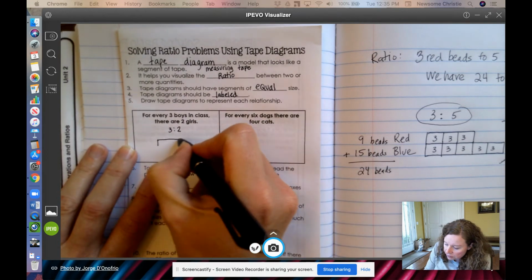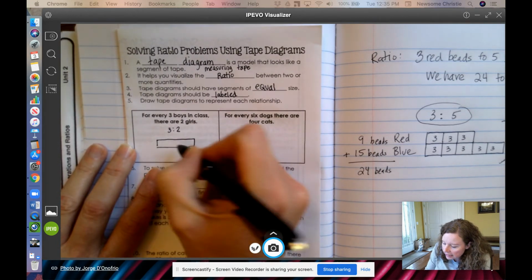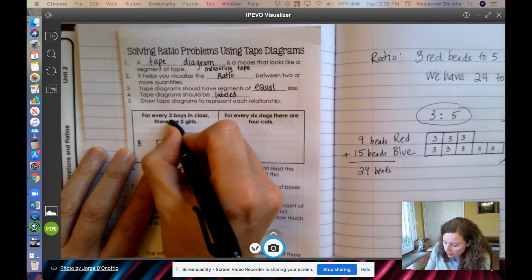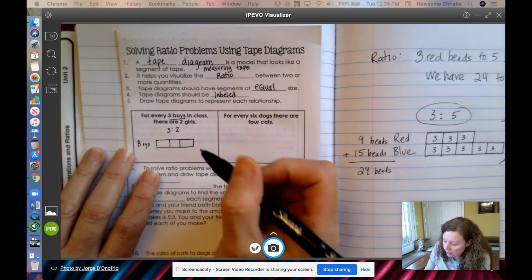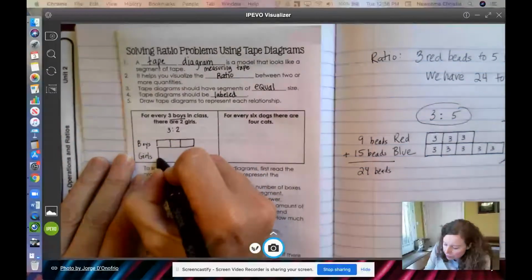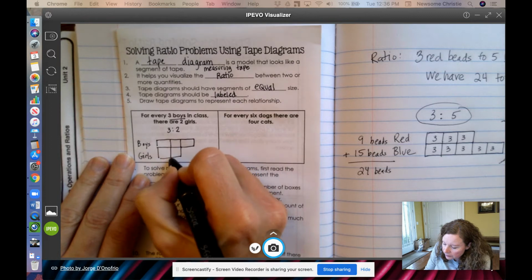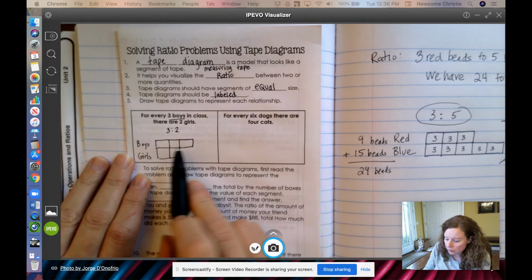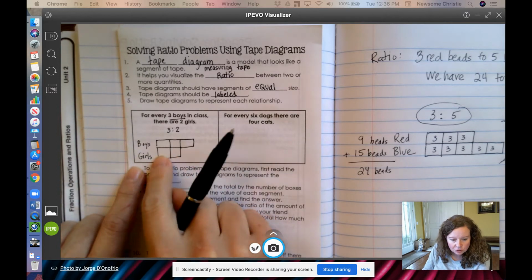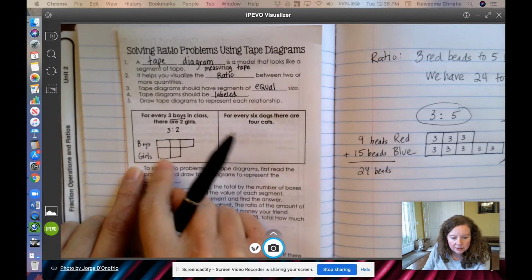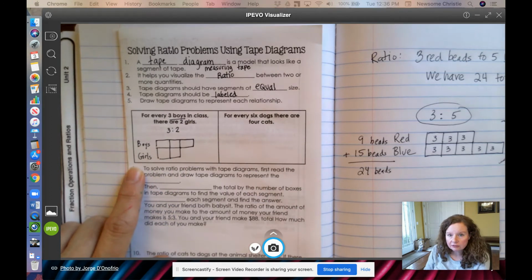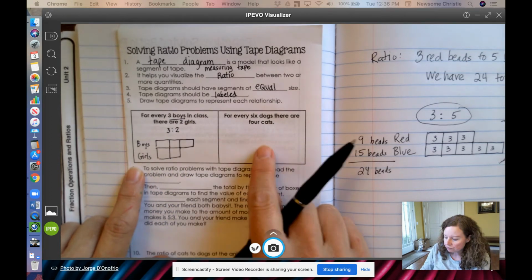And so we're going to draw out a section of tape that has 3, and those are going to be boys, right? Because 3 boys. And it says for every 3 boys, there are 2 girls. So for the girls' tape, we only need to go 2. Okay, so we have 3 boys to 2 girls, and that shows the relationship of boys to girls. We don't know the total because they didn't tell us that, so we can't really go any further with that part.